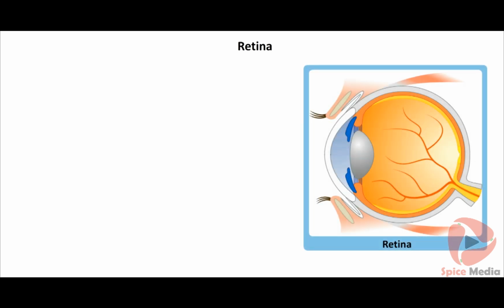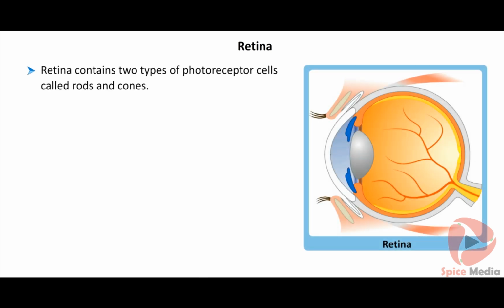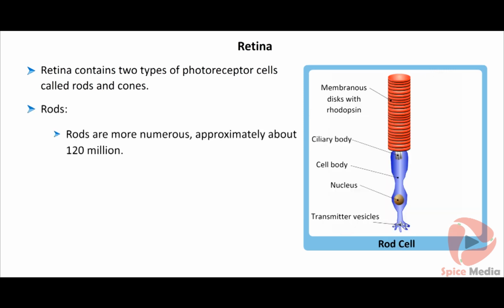Retina. Retina is the actual sensory part of the eye. It contains 2 types of tightly packed photoreceptor cells called rods and cones. The rods are more numerous, approximately about 120 million, and are sensitive to low light but not sensitive to color. This is the reason why at night all objects appear in different shades of gray.